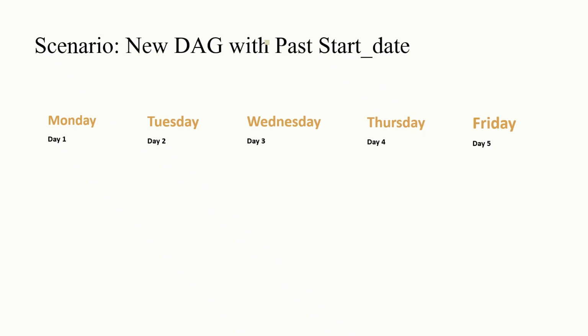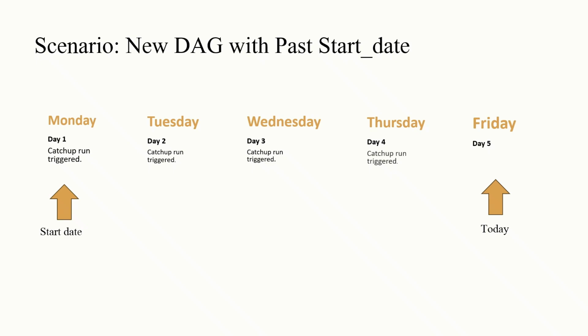Imagine a scenario. Today is Friday, you write a new DAG and its start date is set to last Monday with a daily schedule interval. The big question is, what happens when you turn this DAG on for the very first time? By default, Airflow is designed to ensure no data is missed. So, when you unpause this DAG, Airflow will notice that it has not run this DAG for Monday, Tuesday, Wednesday and Thursday. It will immediately schedule and execute all missed runs to catch up to the current date.